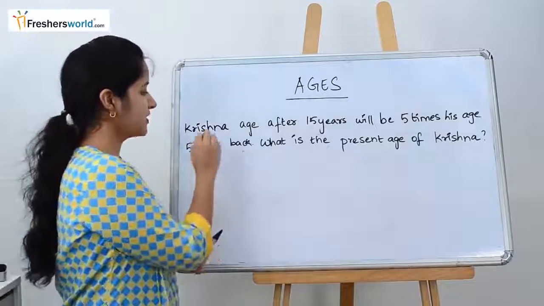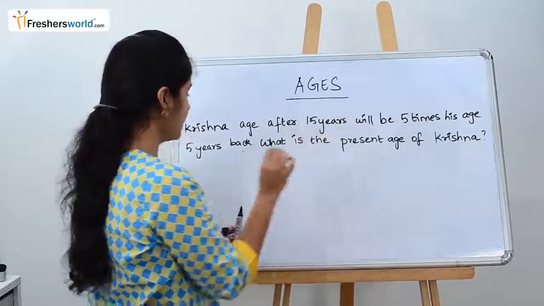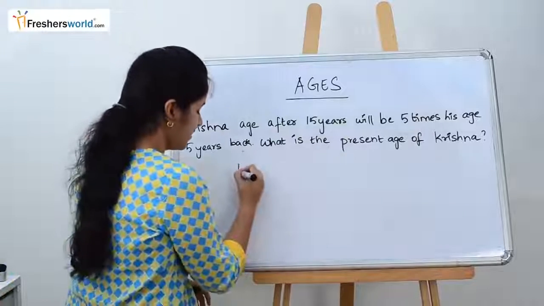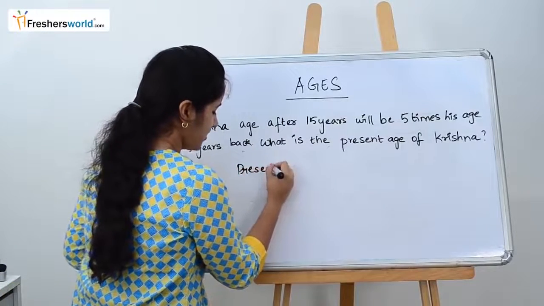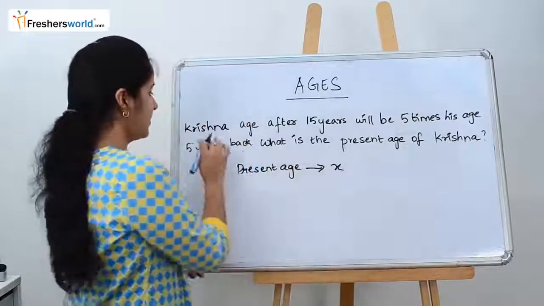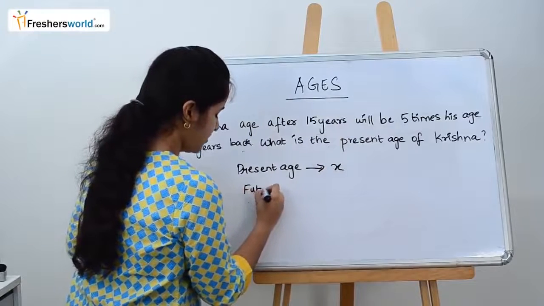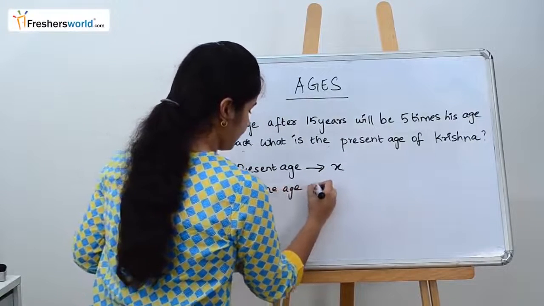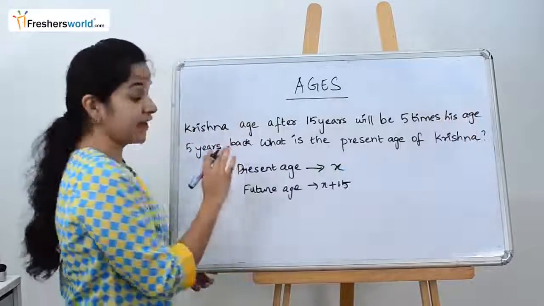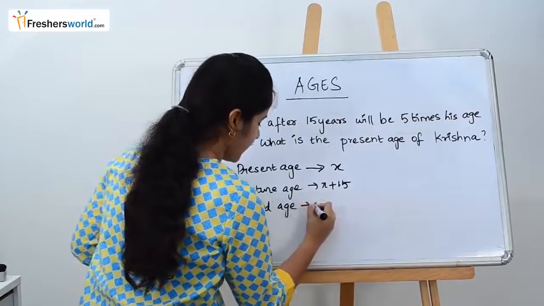The given question is, Krishna's age after 15 years will be 5 times his age 5 years back. What is the present age of Krishna? We know that we are going to take the present age as x. Read the question again. Krishna's age after 15 years, so the future age of Krishna, x plus 15, will be 5 times his age 5 years back. So the old age is x minus 5.